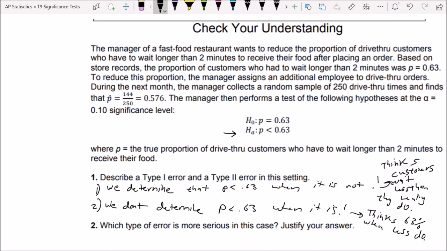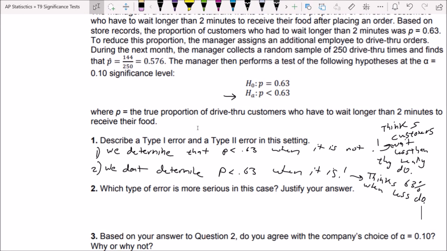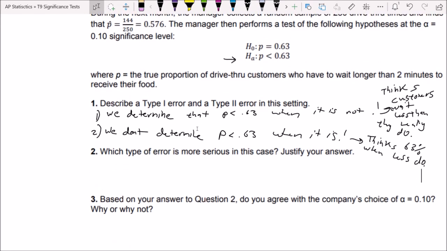Okay, now this next question is a really important question in statistics. Yes, in AP statistics, but in statistics generally. When we're setting up a study and we're thinking about how to analyze it, we need to think really carefully about which type of error is more serious. And this is different depending on the context. It's not like a type 1 is always more serious. No, it's context dependent. So think about these two scenarios.